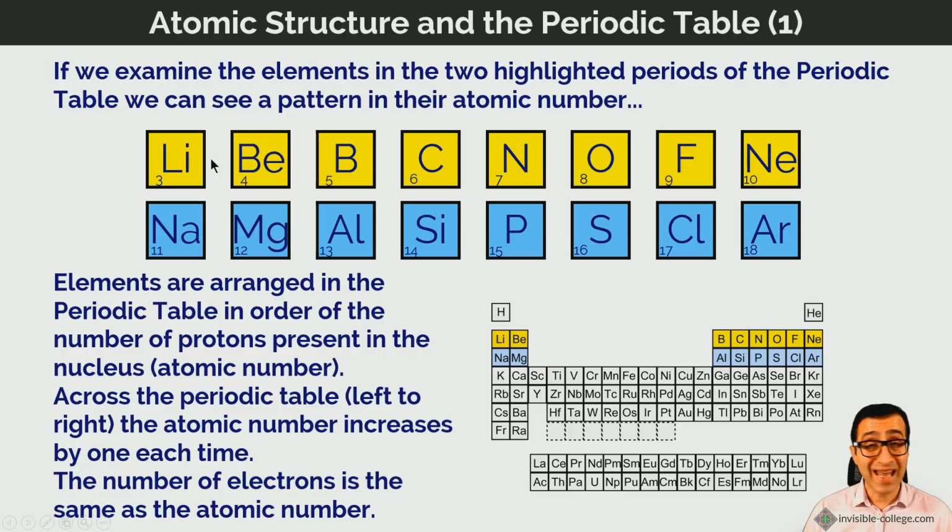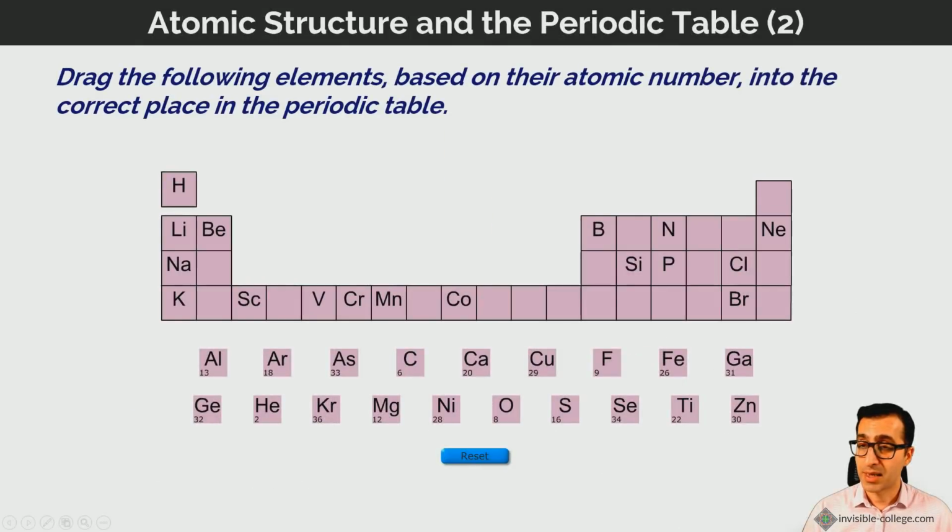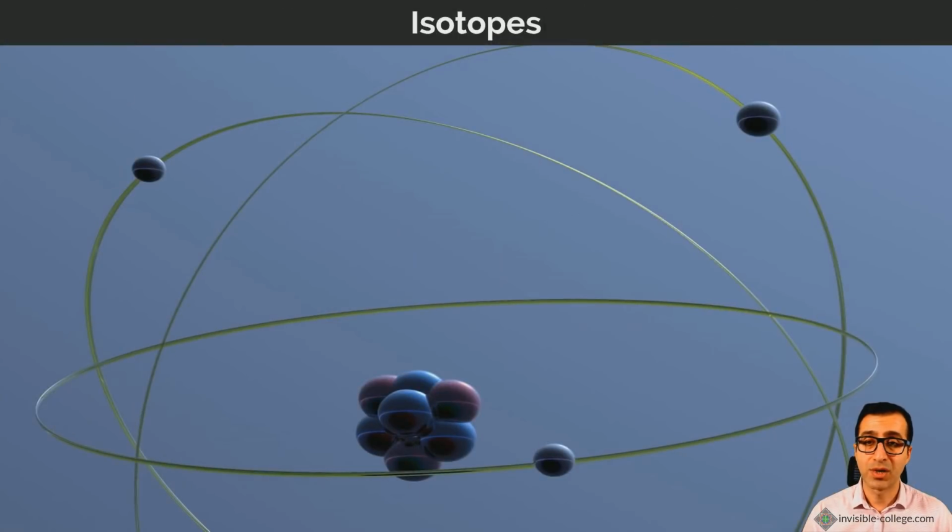Now, because the number of electrons is equal to the number of protons, this has consequences also for the number of electrons in these atoms. And so as you go from left to right, the number of electrons in each of these atoms also goes up by 1. Again, I'm going to skip past this exercise. I'll let you guys have a go of that on your own.